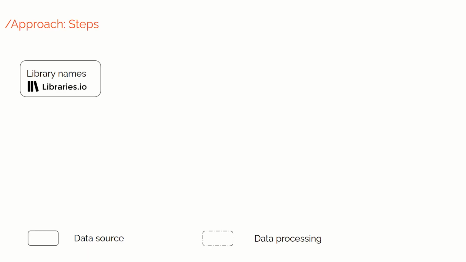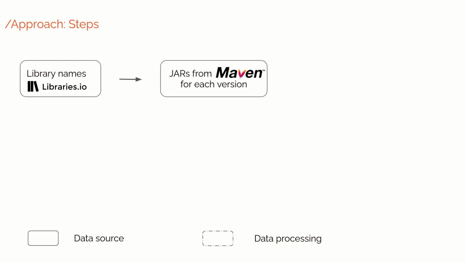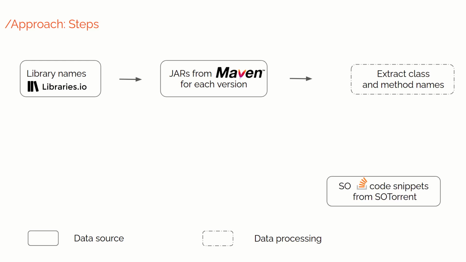First, we identified all libraries that exist in Maven from the dataset of libraries.io. Afterwards, we downloaded the jar files for different versions of these libraries and extracted the class and method names that exist in these jar files. Then, we extracted the sample of Java code snippets that make use of Maven libraries from Stack Overflow torrent.